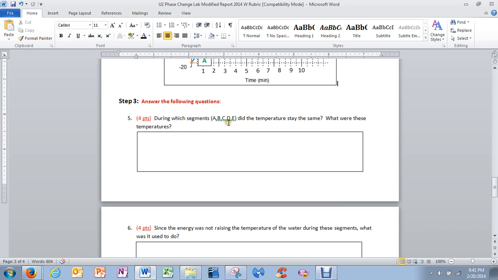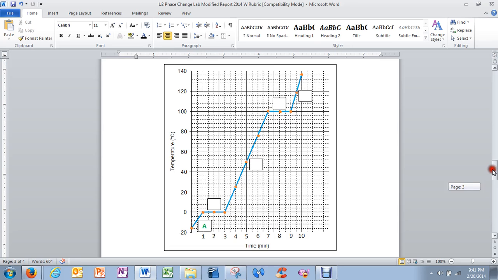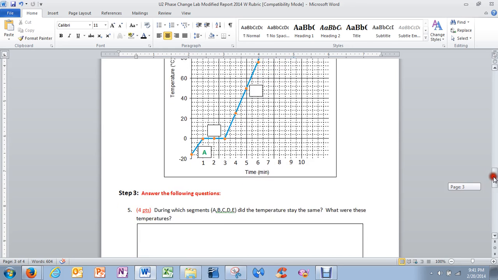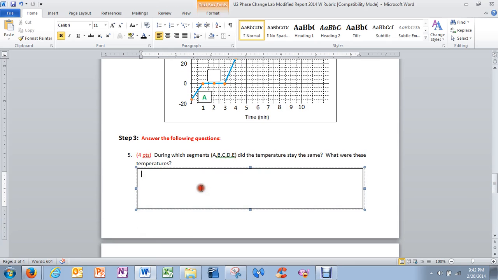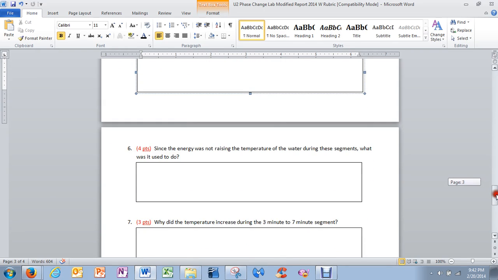During which segments, A, B, C, D, or E, did the temperature stay the same? You can look at this graph, and there are 2 areas where temperature stays the same. Which are they? What's the correct letters for those? Include those letters in this answer box along with the temperatures that those letters represent, because the temperatures are staying the same. So it's not a fluctuation, it's a constant temperature, which constant temperatures are the ones that are staying the same or remaining constant.